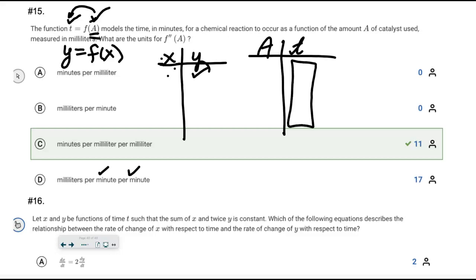What is t measured in? I'm putting that in, it would be minutes, correct? Going first. Per what? Millimeter of catalyst, and then I do it again per millimeter of catalyst. So 11 of each, nobody picked these. What does that tell me? You know what a second derivative means, correct?